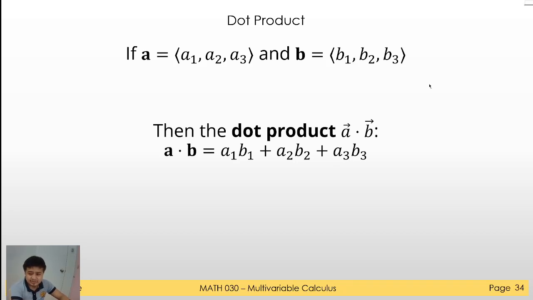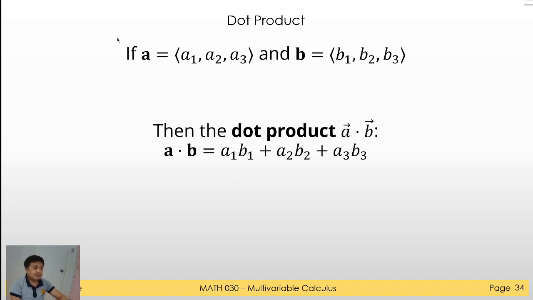So let's discuss the dot product. What is a dot product? A dot product is just an operation between two vectors that results in a scalar value, wherein the operation is just an entry-wise multiplication and then finding the sum of its entry-wise multiplication.